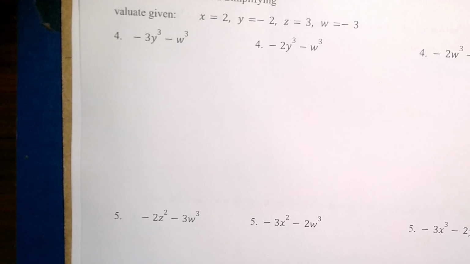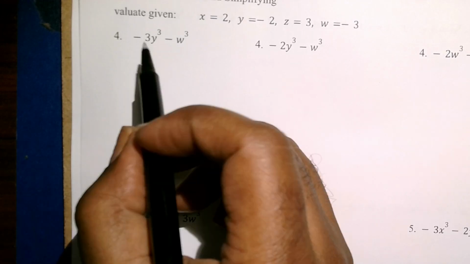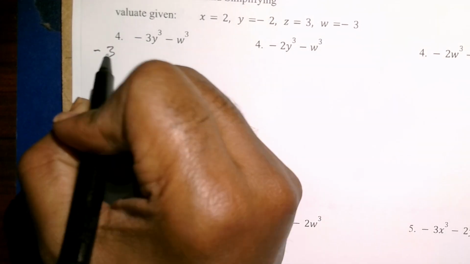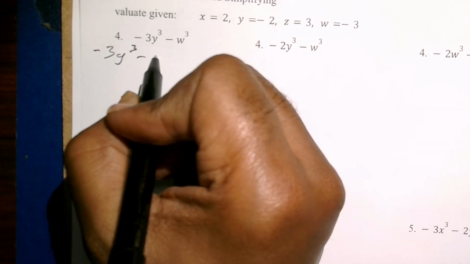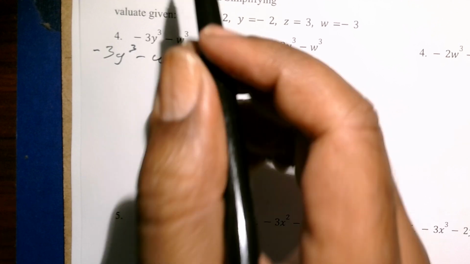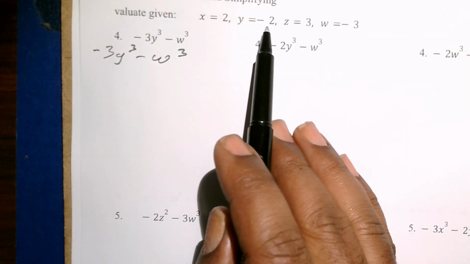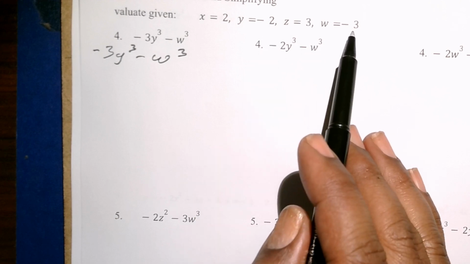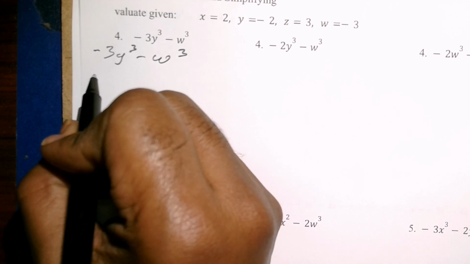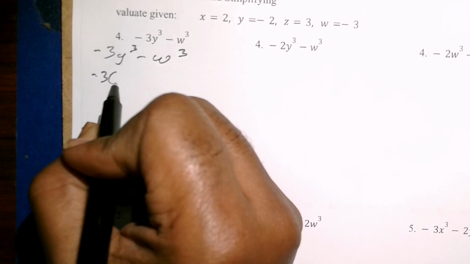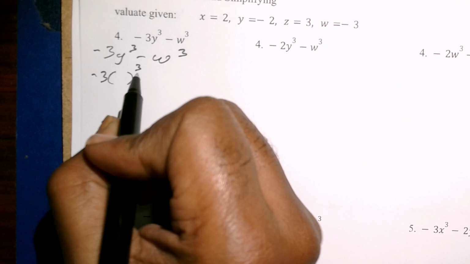Okay, substitution and simplify. First, we have negative 3y cubed minus w cubed. And we see that for y, we're going to substitute negative 2, and for w, we're going to substitute negative 3. So let's make those substitutions. We use parentheses for substitutions.